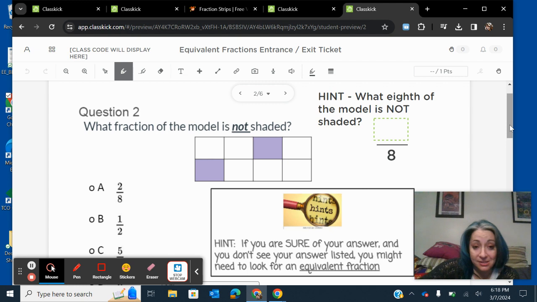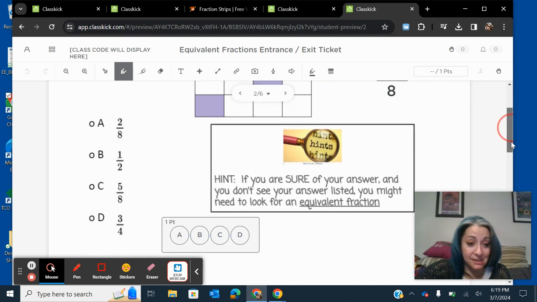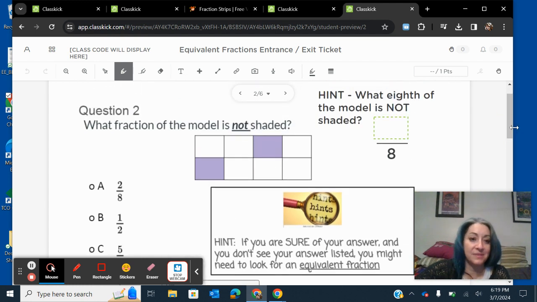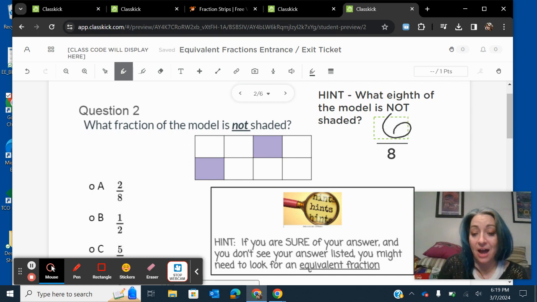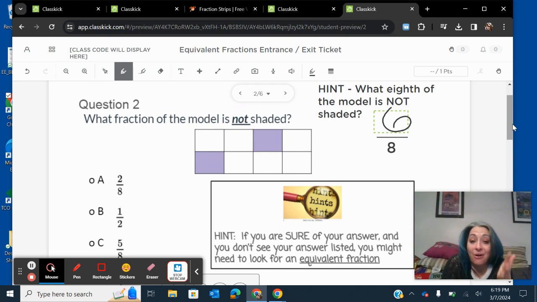Well, I'm looking at this. 1, 2, 3, 4, 5, 6, 7, 8. There's 8 equal boxes, 8 equal spots. Okay, what fraction is not shaded? 1, 2, 3, 4, 5, 6. So 6/8 isn't shaded. That must be my answer. I don't see 6/8. So this is where I've given you a little hint over here. Start by thinking, what eighth of the model is not shaded? We just figured out 6/8 isn't shaded. I've just proven to you 6/8 is the answer, but it's not there.